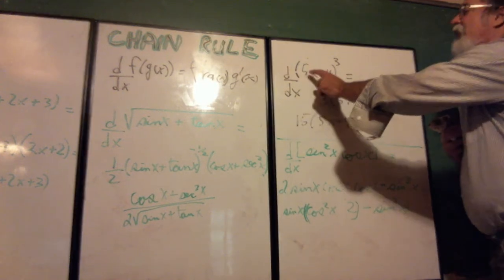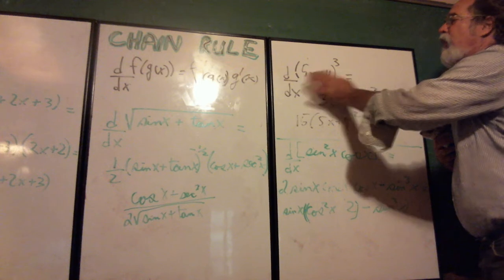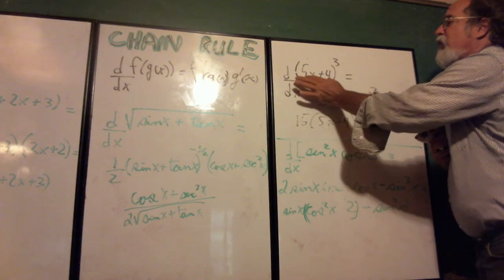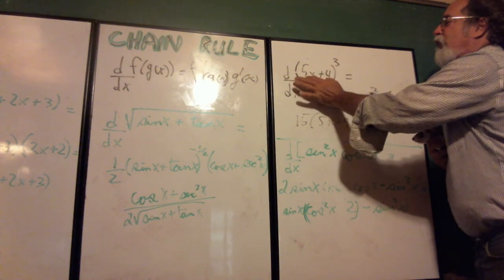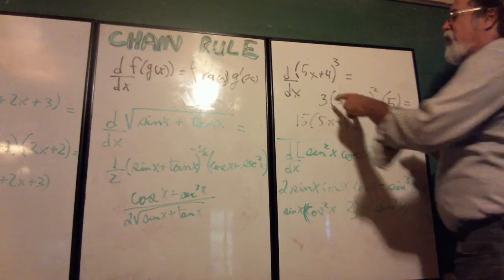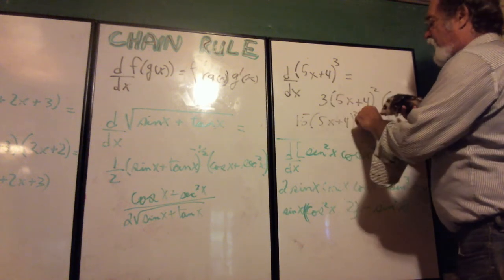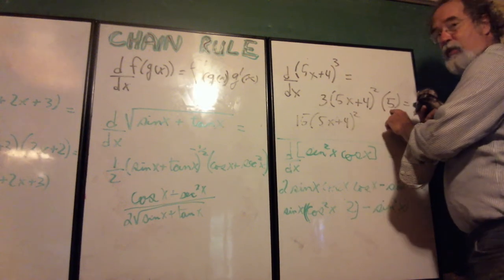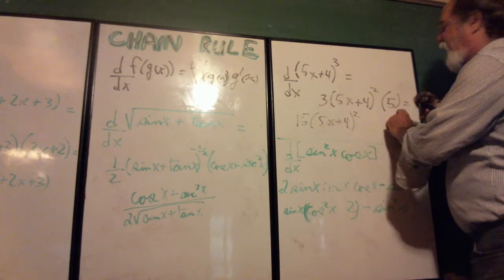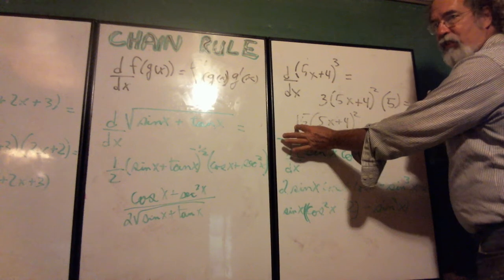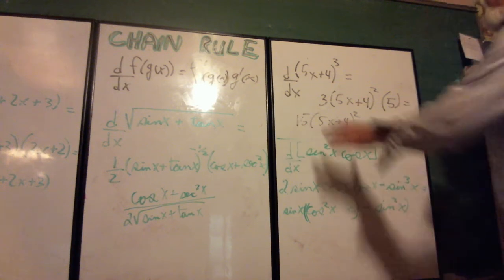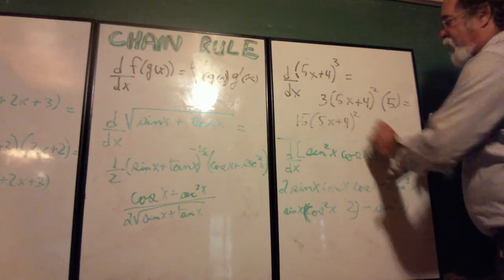Derivative with respect to x of 5x plus 4 to the third. Outer function is this third power. Inner function is the 5x plus 4. So the derivative says the 3 comes down. Inside unchanged, second power, times the derivative of the inside. But I have a 3 times 5. So the book answer is going to have this 15 out front. And then the rest of it, 5x plus 4 to the second power.